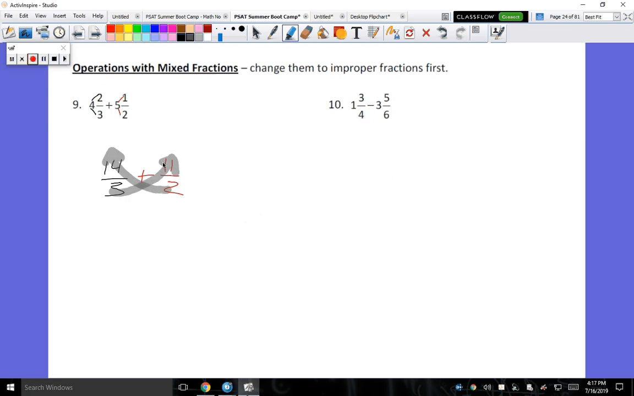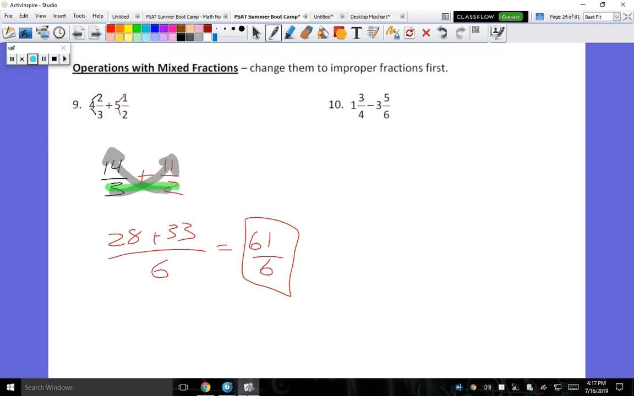You see 28, you see 33, and you see 6. So 28 plus 33 is what? Good. 61 over 6 does not reduce, so that'd be your final answer. You with me? Okay, so very first part we turned 4 and 2 thirds into 14 over 3. Can you go over that real quick? Sure. So the denominator multiplies with 4 to get 12, and then you add 2 to get 14.